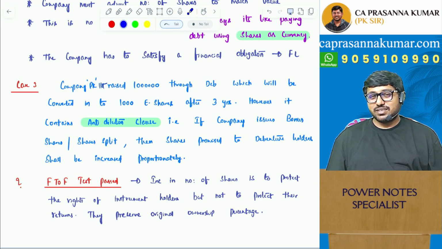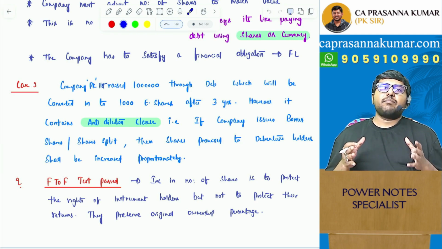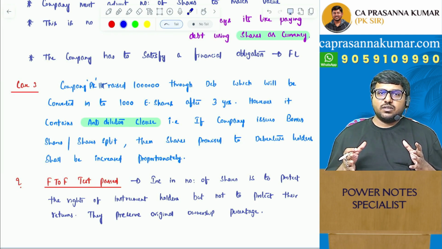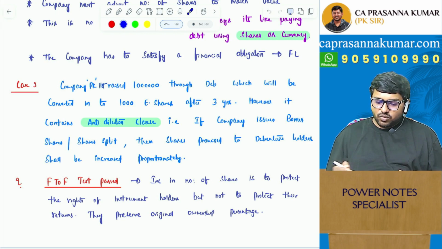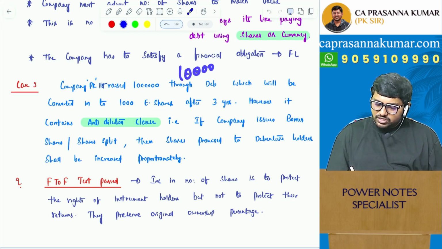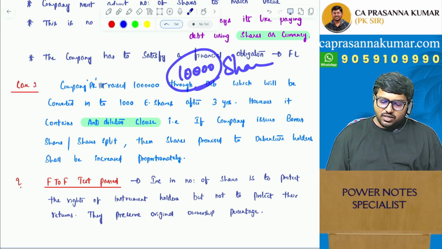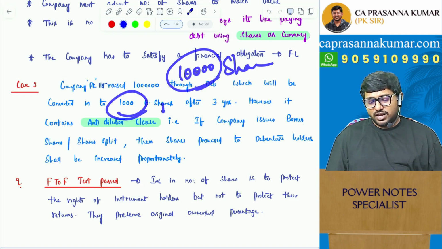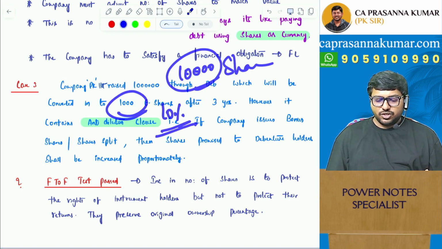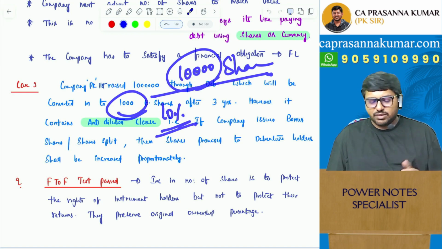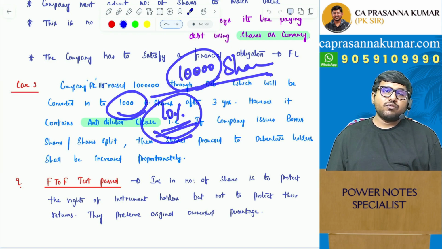Okay, this is one aspect. The second aspect is, forget about the value, just look at the controlling power that I'll have. With the existing number of shares, let's say the total shares of the company is 10,000. How much is the power or control I'll have? I'll have 10% control, correct? Because mine is 1000 shares and your total number of shares is 10,000. Just imagine, for understanding purposes.